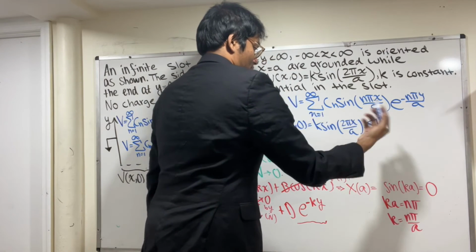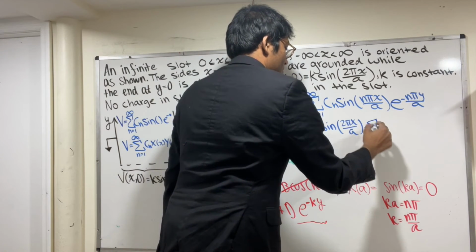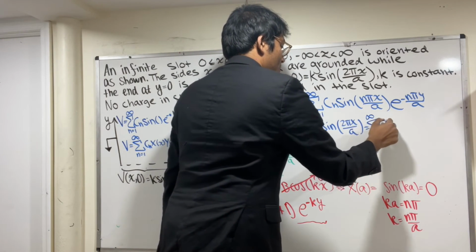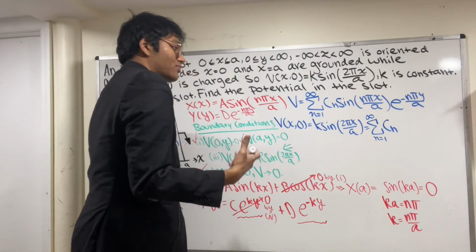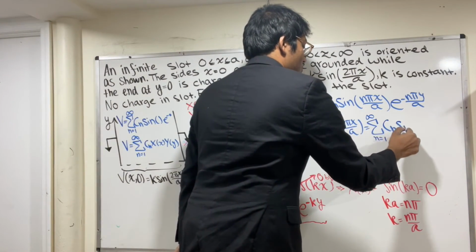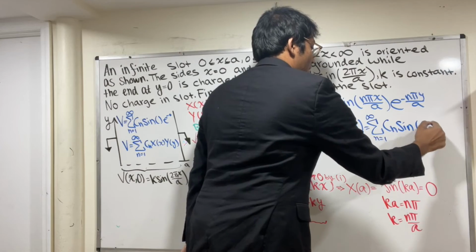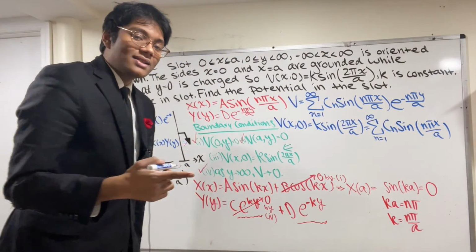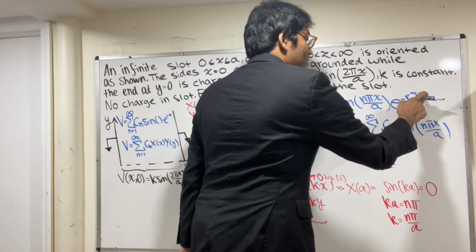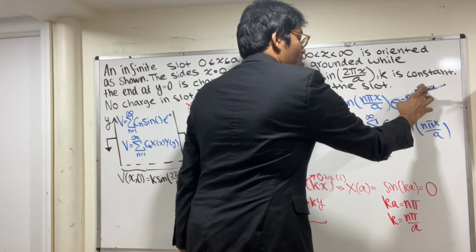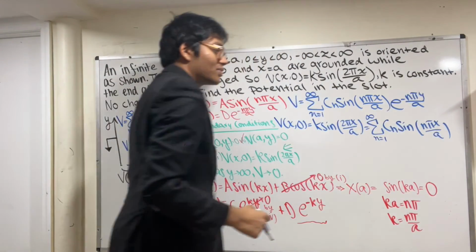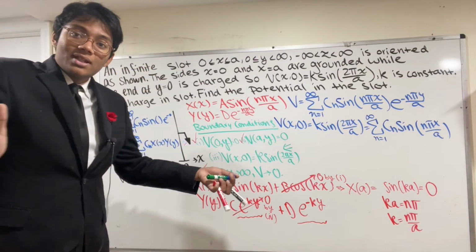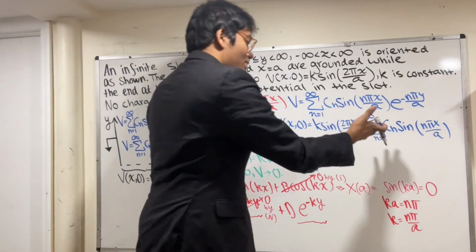And x is, well, x. n is going from 1 to infinity, c sub n, which I'm trying to figure out, the expansion coefficient, times sine of n pi x over a. And now, because y is 0, this whole exponential term is e to the 0, which is 1. So I don't need to write that term. So this is what I'm left with.